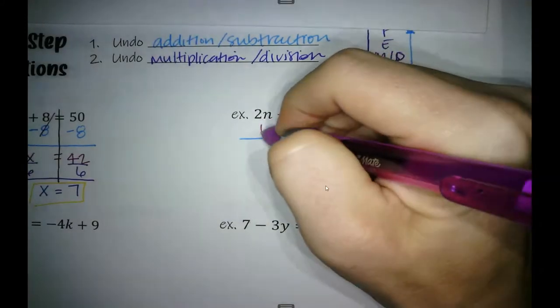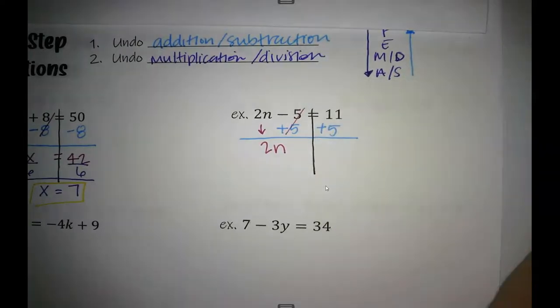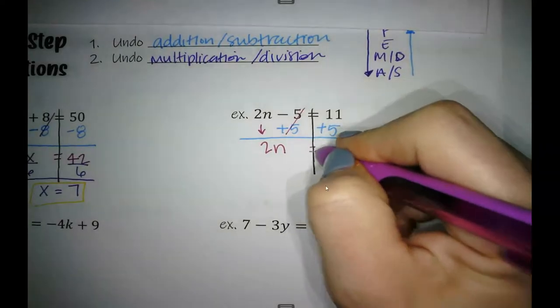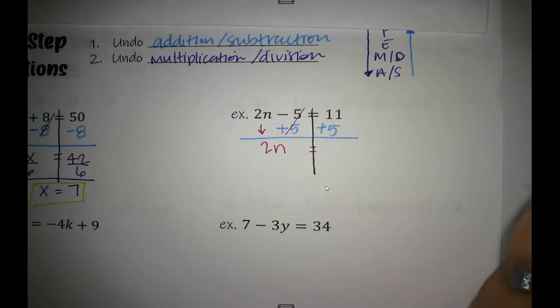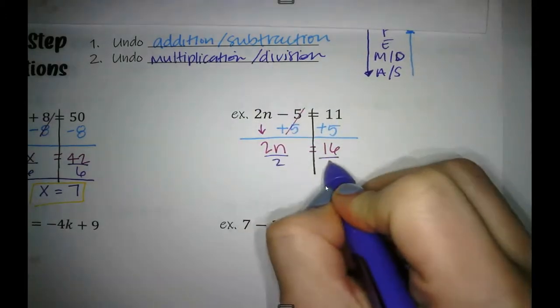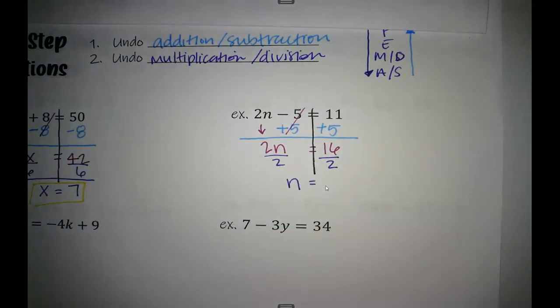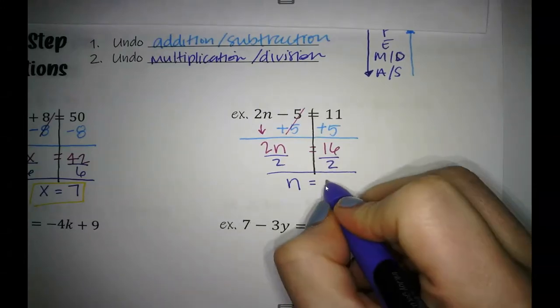Nothing happened to this 2n, so it stays here. Negative 5 plus 5 gives me 0. Equals 11 plus 5 is 16. All right, now that I took care of the subtraction, I need to handle that multiplication. Again, the opposite of multiplication is division, so I'm going to divide both sides by 2. 2 divided by 2 is 1, so I'm left with that n. 16 divided by 2 is 8.